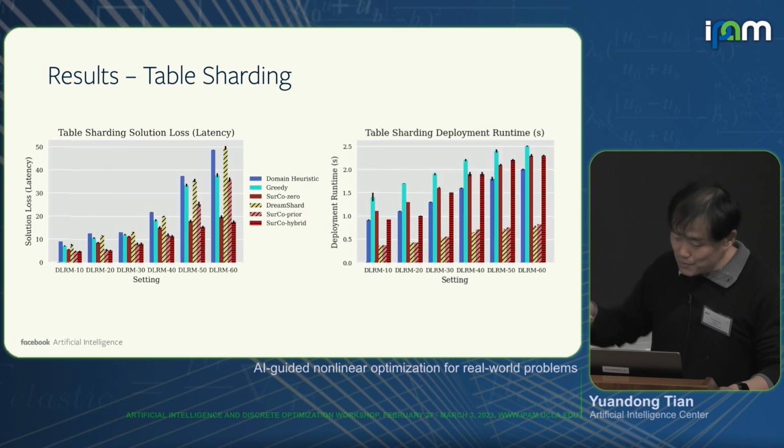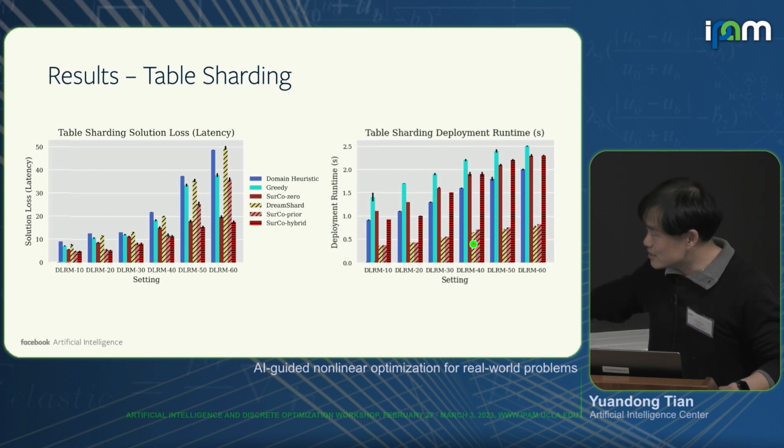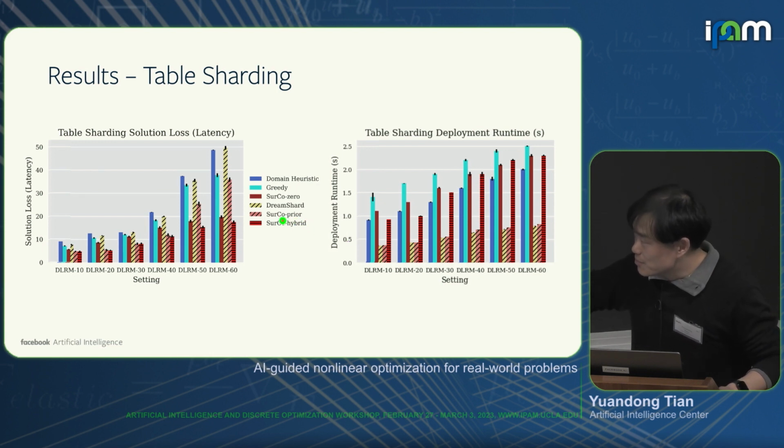If you scale things up to larger and larger scales, for example 60 tables, what you really see is that we have a larger advantage there. For SurCo zero, it gives you very good solutions. The loss is lower than the two approaches, the domain heuristic and greedy. It's also better than our previous work called DreamShot, which uses reinforcement learning to get good solutions. So it's interesting that with the solver, it gives you better solutions there.